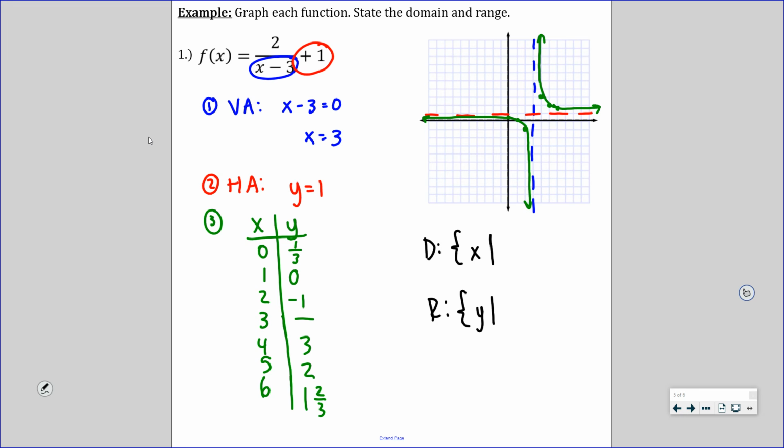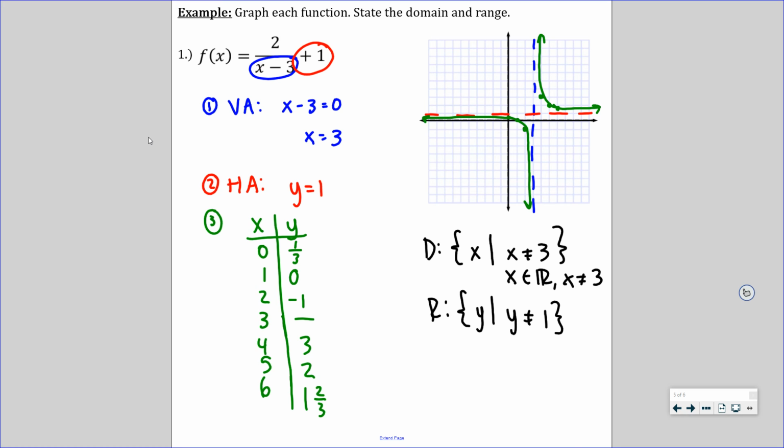Okay, for domain and range for these, it's pretty easy. The domain is literally you could plug in any number you want for x except 3. So you can say x such that x just can't be 3. If you want to do x as a set of all real numbers, you can do all that. The range is everything except where the asymptotes are. That's all it is.